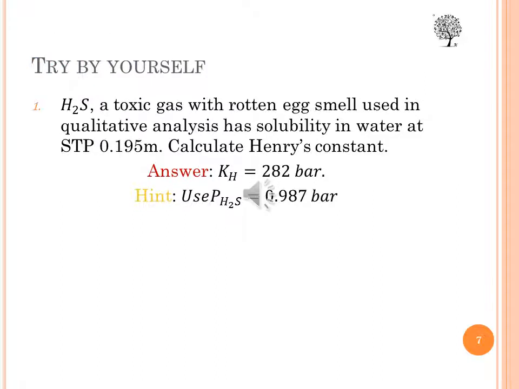This is just a problem to try by yourself. Hydrogen sulfide, you know about hydrogen sulfide gas, no? It has a rotten egg smell. So for this hydrogen sulfide gas, he has given its solubility in water at standard temperature and pressure and is asking you to calculate Henry's constant. Your answer should be KH is equal to 282 bar. I have also given you a hint of what you can use for P of hydrogen sulfide since he has given standard temperature and pressure. So please try this problem by yourself.